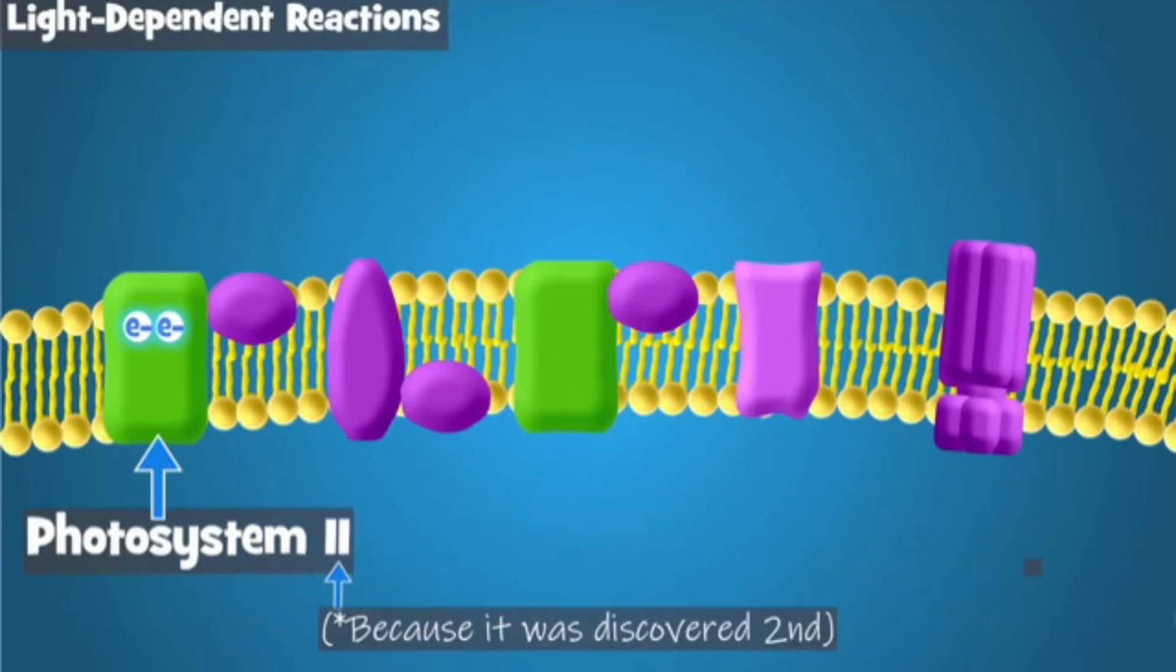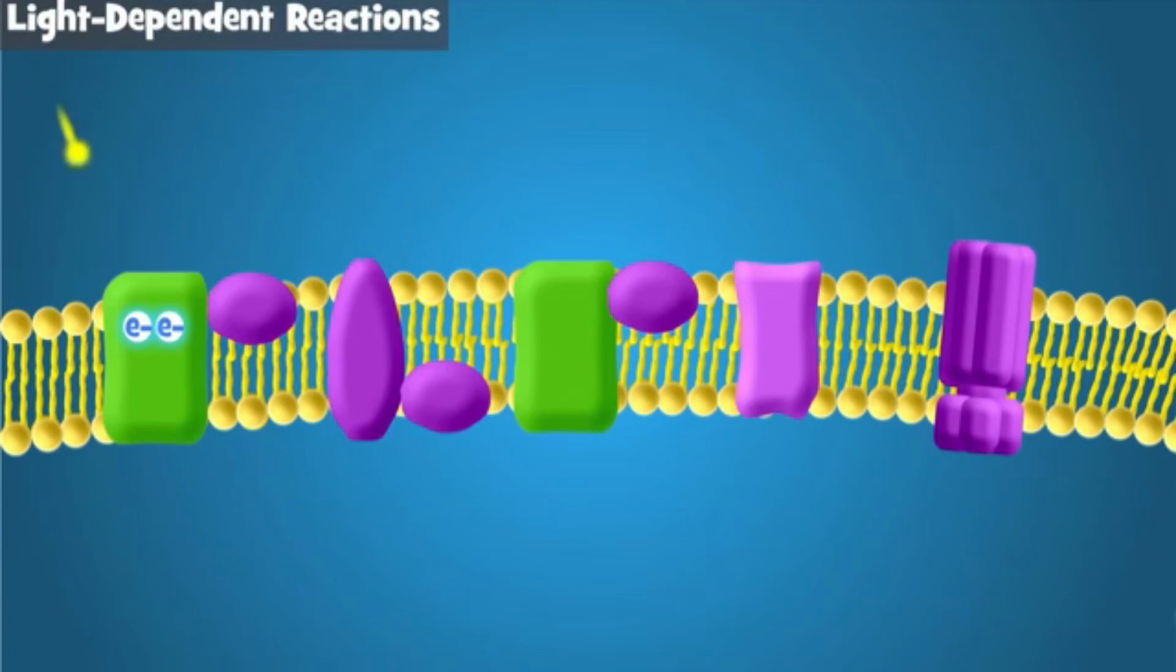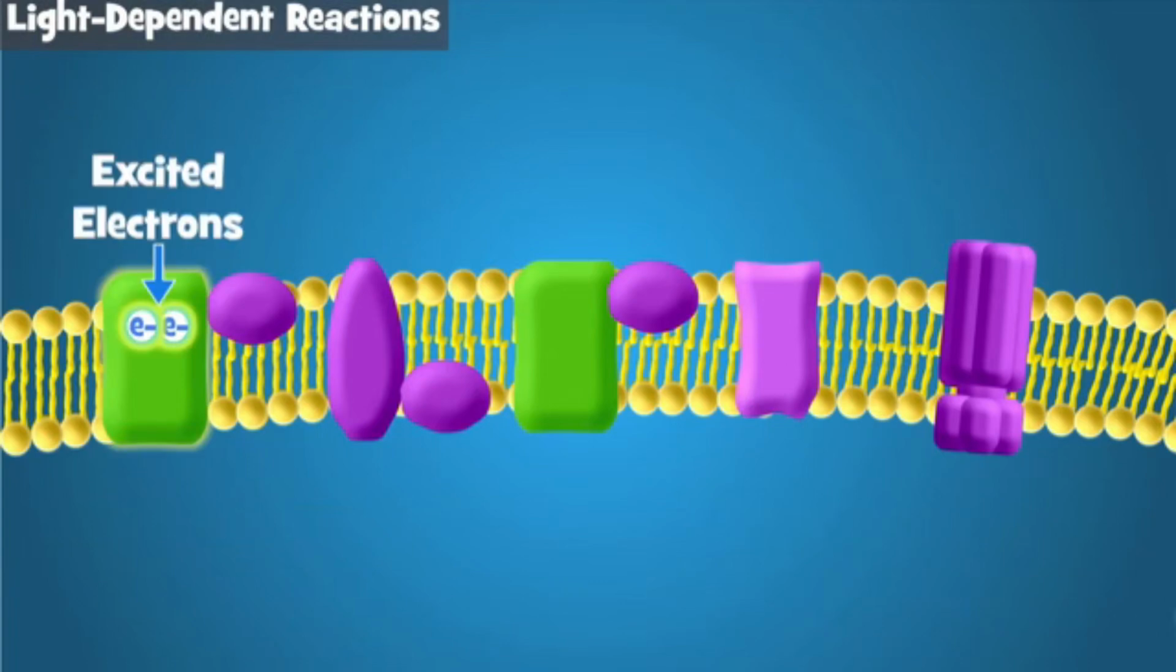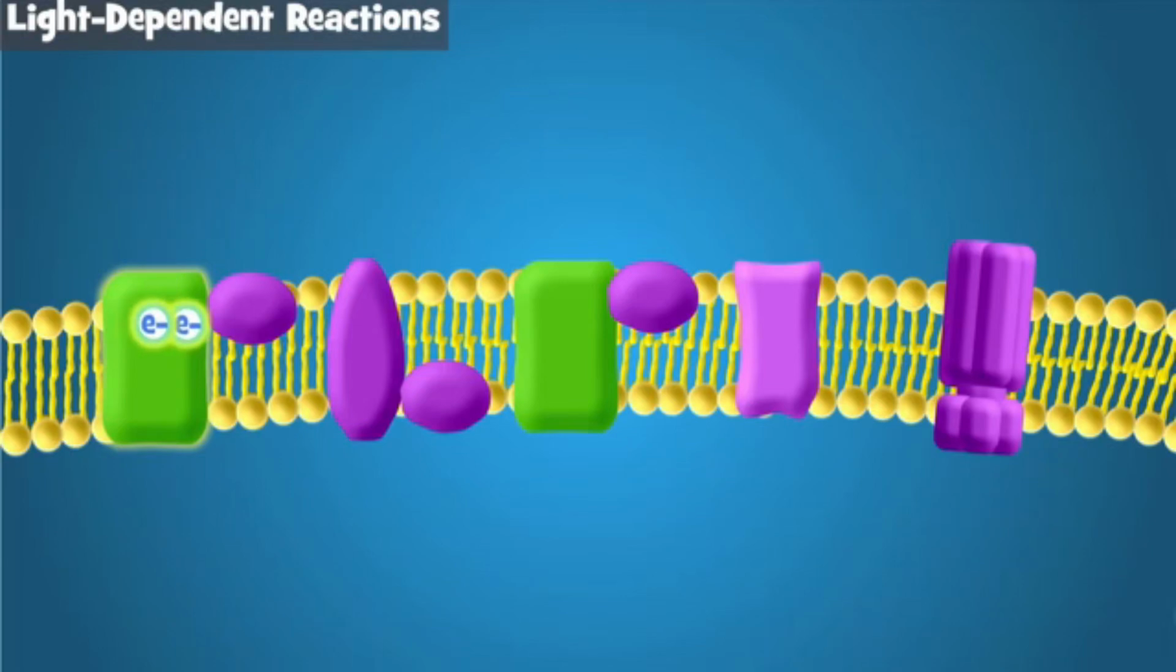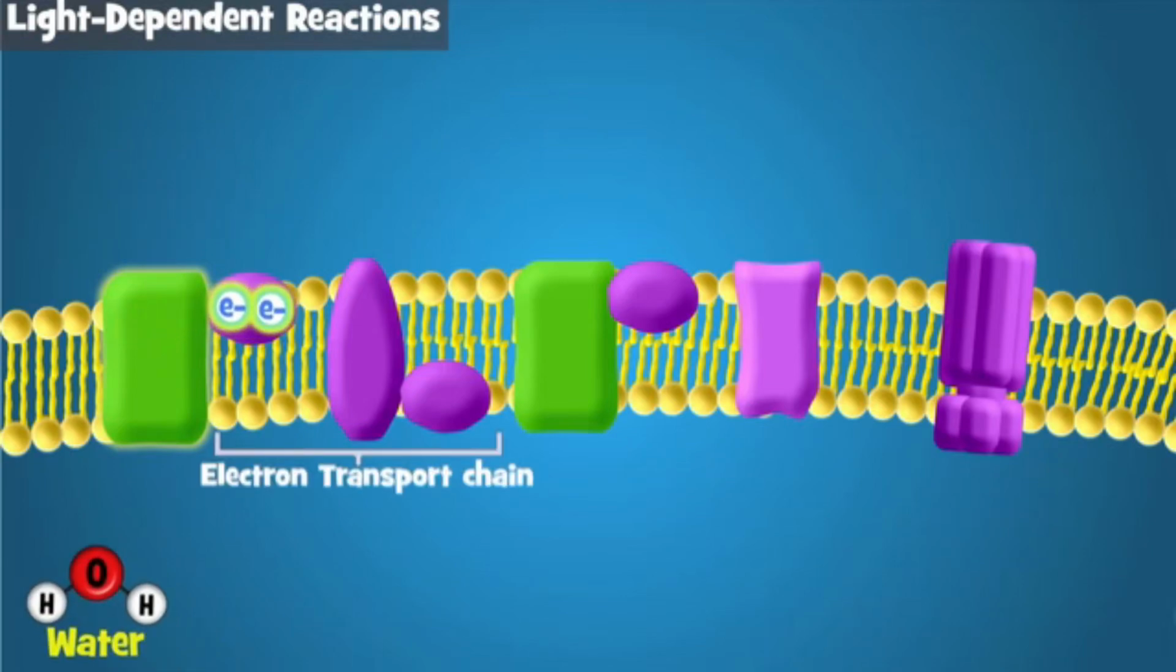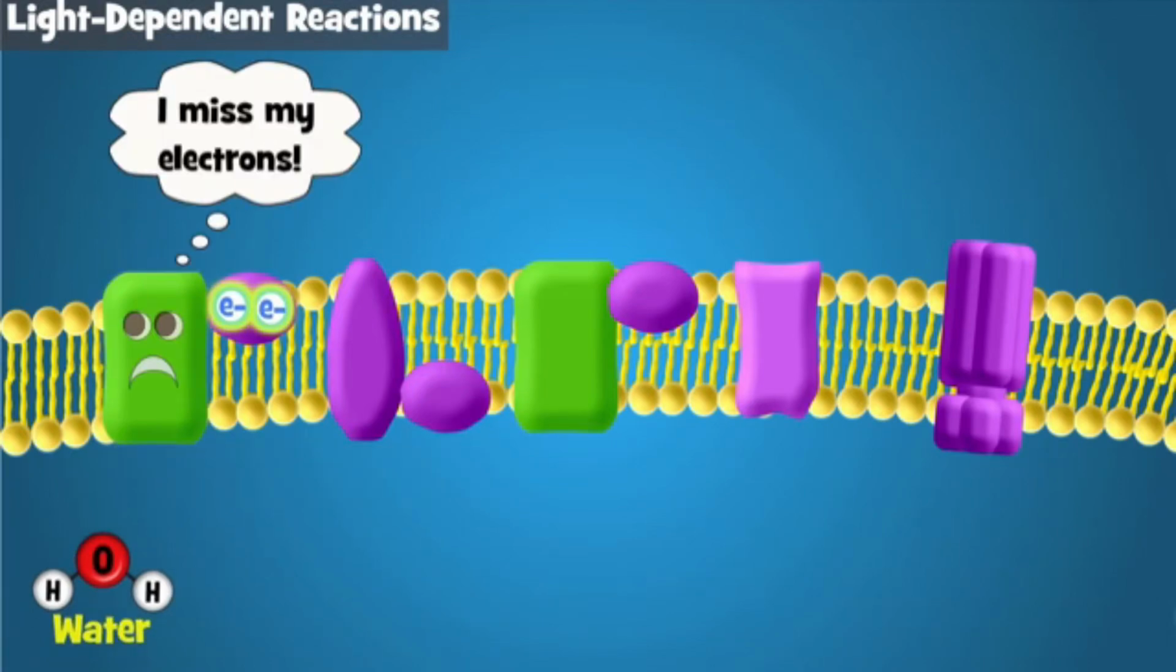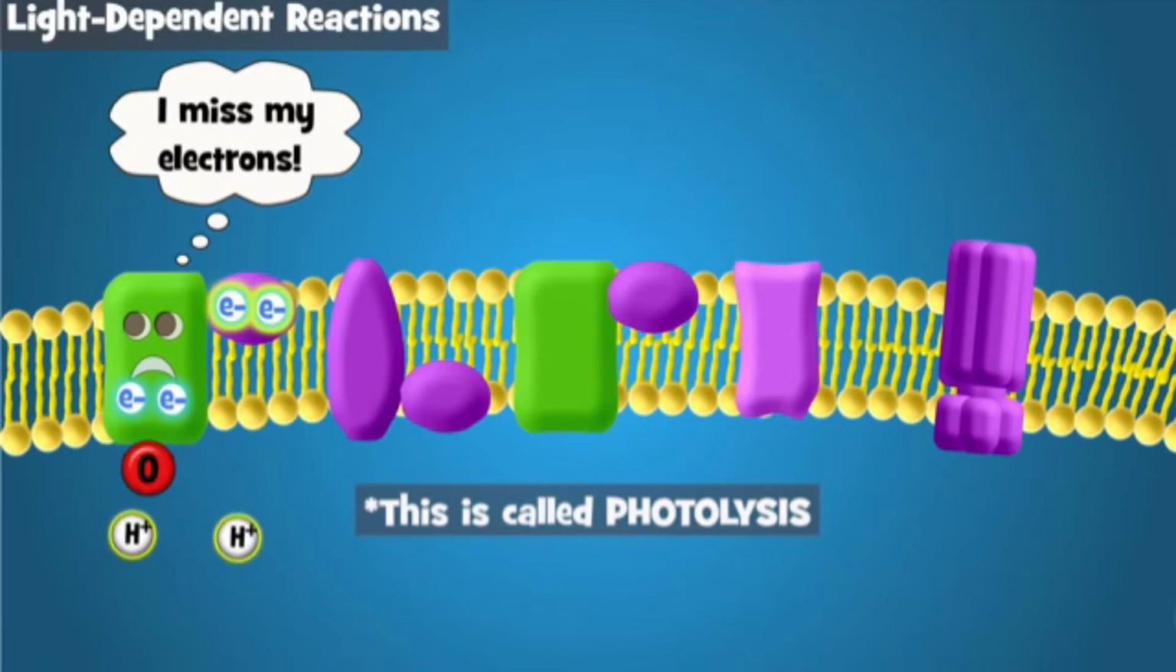When photosystem 2 absorbs light, electrons in chlorophyll gain energy or get excited from the light. These excited electrons leave chlorophyll and move to something called an electron transport chain. But since chlorophyll lost electrons, those electrons need to be replaced. To replace them, water is split and its electrons go to chlorophyll.